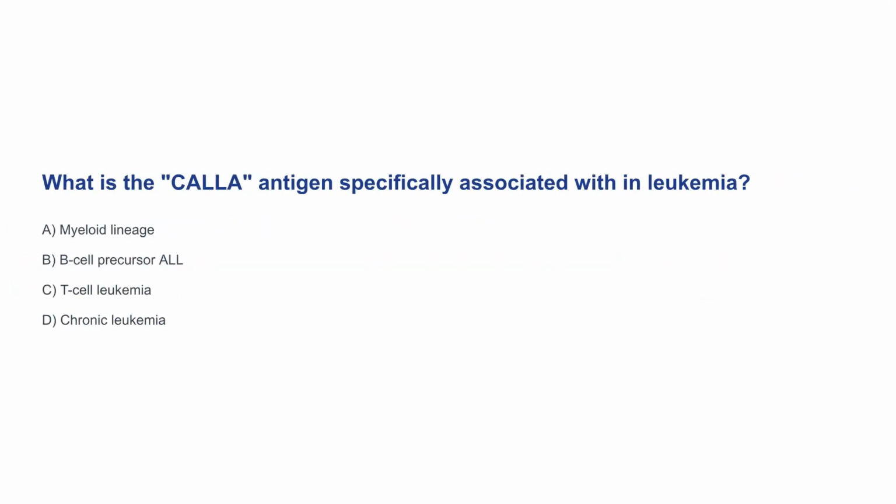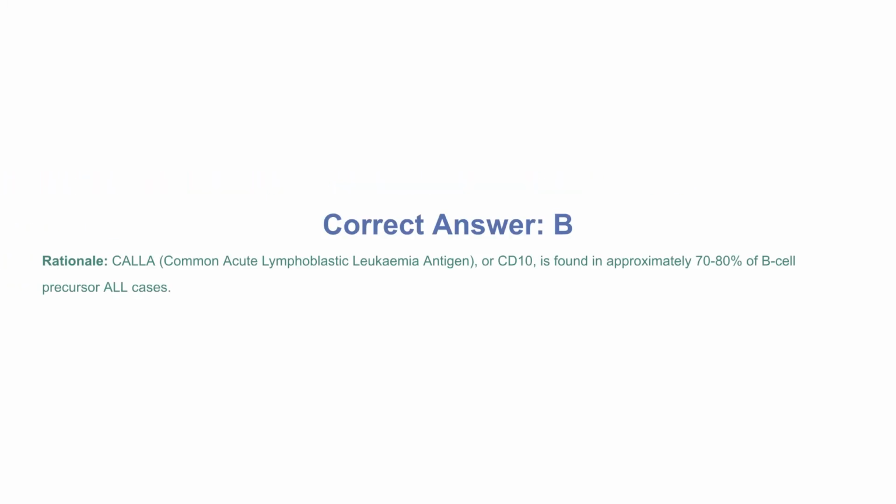What is the CALLA antigen specifically associated with in leukemia? The correct answer is B. CALLA, or CD10, is found in approximately 70 to 80% of B-cell precursor ALL cases.